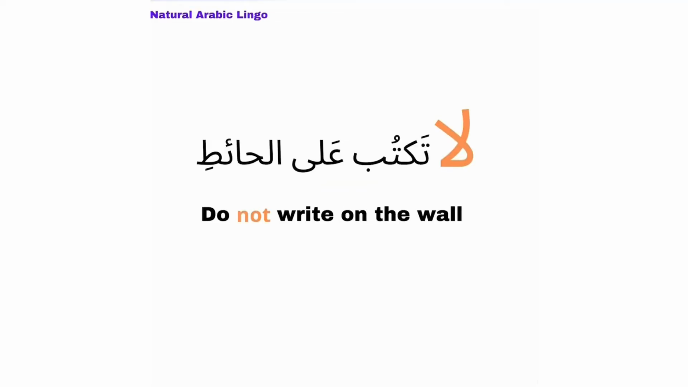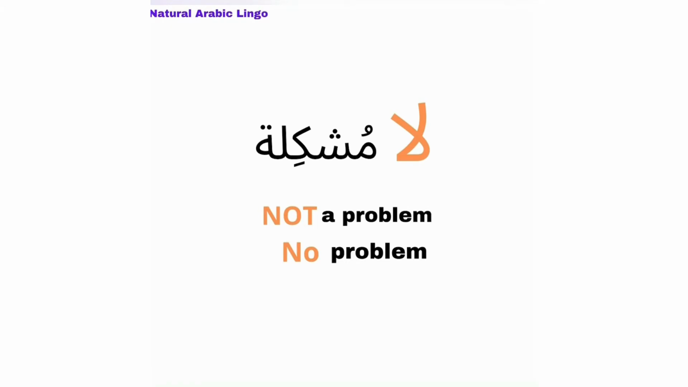لا. Let's take example. لا تكتب على الحائط. Here لا is before present verb. لا تكتب على الحائط. Don't write on the wall. Second example. لا مشكلة. لا came before a noun. مشكلة is a noun. لا مشكلة means not a problem or no problem.